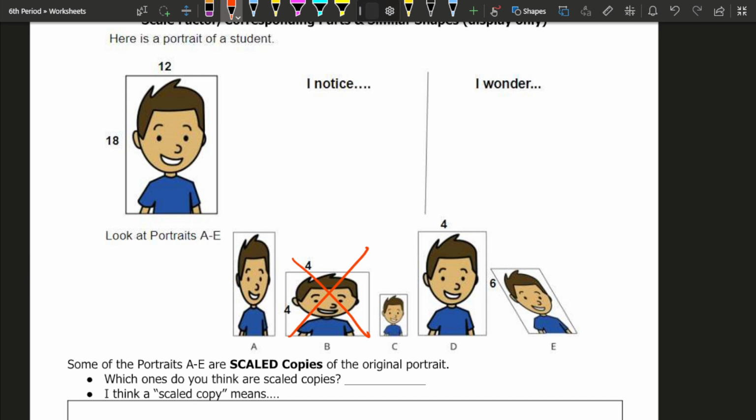Parallelogram. What is it? Is a parallelogram a rectangle? Not always. So this is not the same. It's not the same shape.